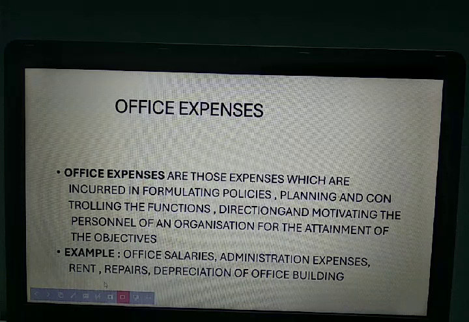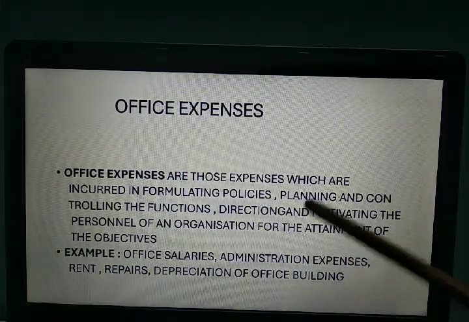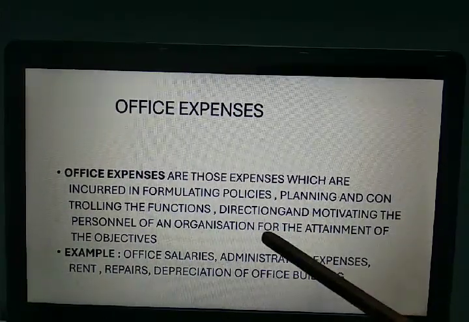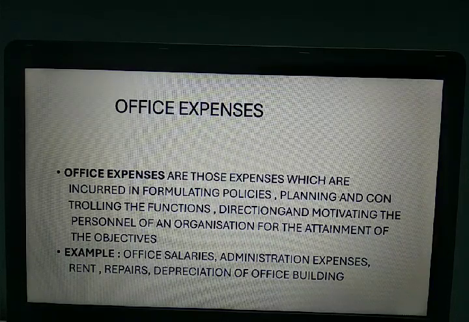Now we are coming to the next point. These are called the office expenses. Office expenses are incurred in formulating the management policies, planning and controlling the functions, directing and motivating the personnel of an organization for the attainment of objectives. Whenever your production process is there, one office should be there. So that office supports all the departments: policy making, planning, controlling, directing, motivation of personnel for organization's goals. So this is the support related expense. You see that without office support you cannot do these things.